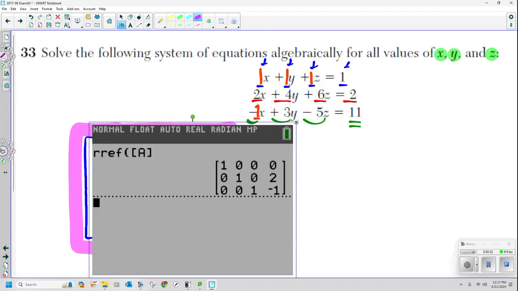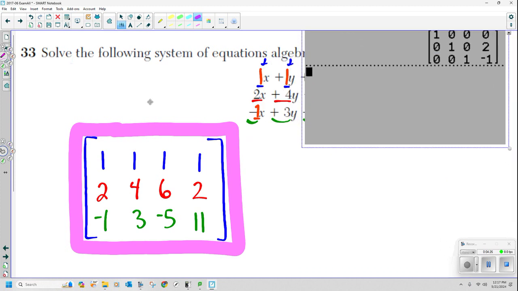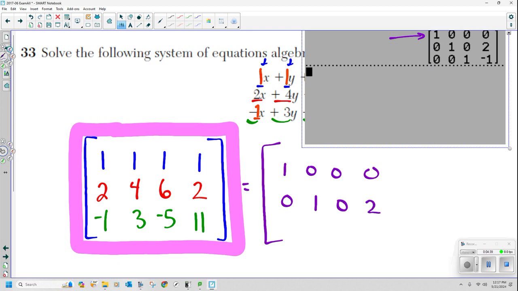For poops and giggles, we need to write that as well. So put an equal sign. That's going to be 1, 0, 0, 0. That's the first column. Then a 0, 1, 0, 2. And then a 0, 0, 1, negative 1. Now, these numbers right here, they are the solutions.